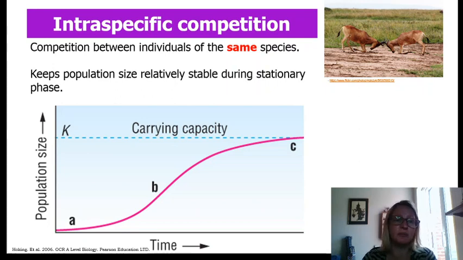And it keeps population size relatively stable, keeps it at that sort of stationary phase, at the carrying capacity. And that could be competition for all kinds of things. It could be competition for food, for mates, for habitats or breeding sites and things like that. And there is a lot of interspecific competition.